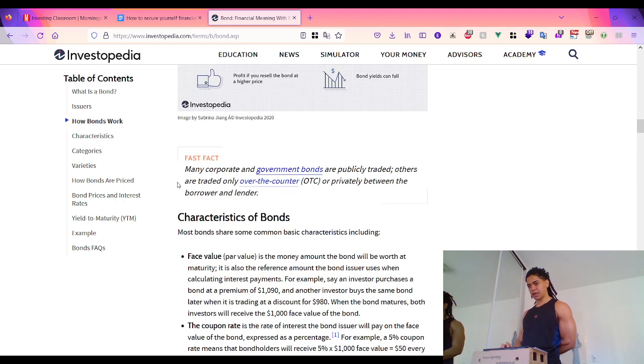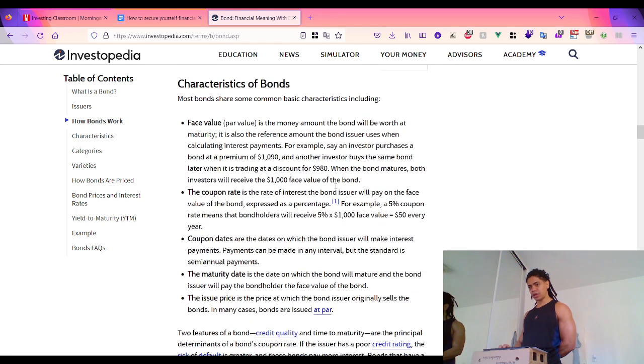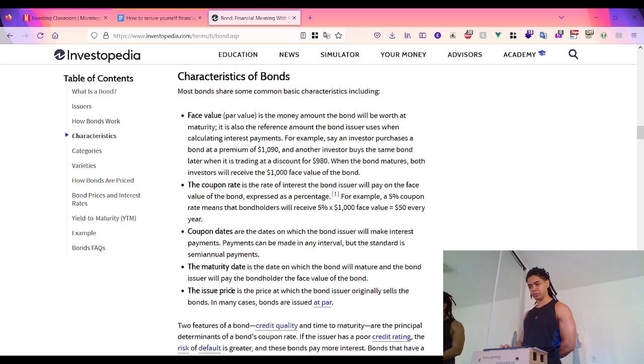So, fast fact, many corporate and government bonds are publicly traded. Others are traded only over the counter or privately between the borrower and the lender. The characteristics, or the anatomy, of bonds: the face value, the coupon rate, the coupon dates, the maturity date, and the issue price.